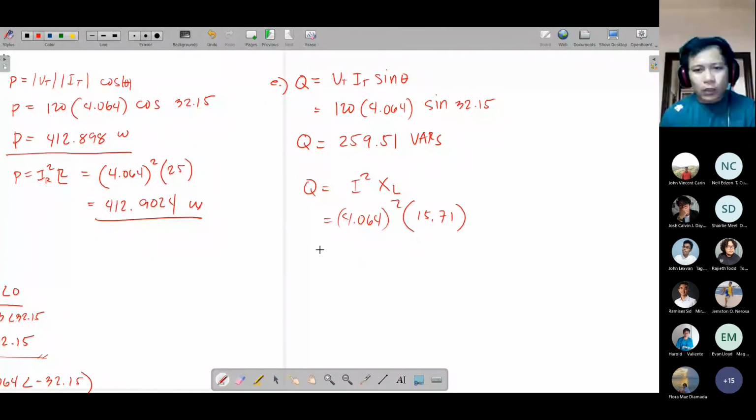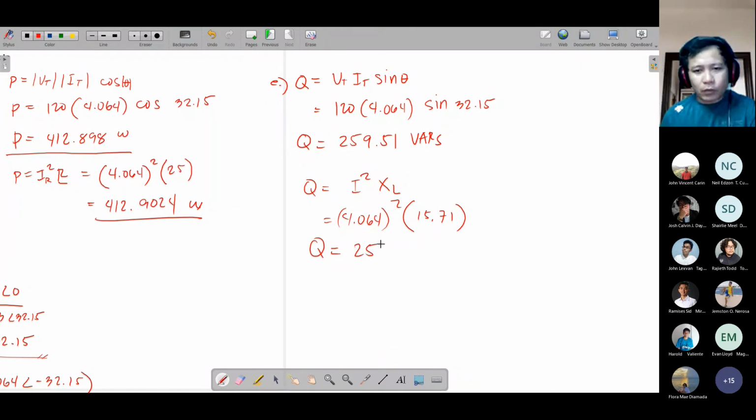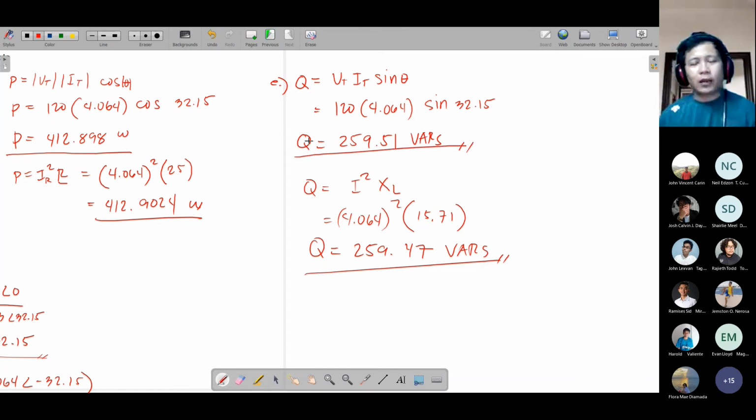Q will be 4.064 squared times 15.71. That would be 259.47. As you can see, the difference is small again. The difference is only 0.04. Okay, VARs. So again, that proves that the reactive power Q is because of the reactance only.